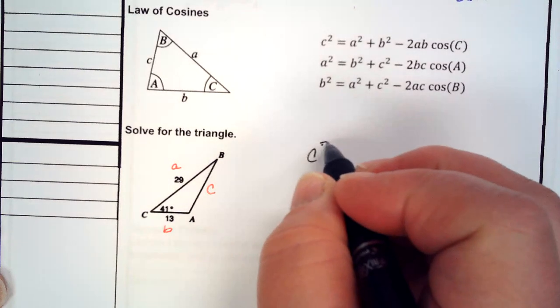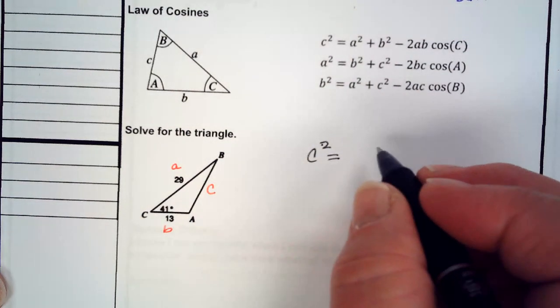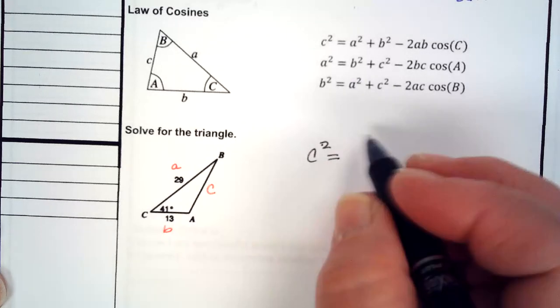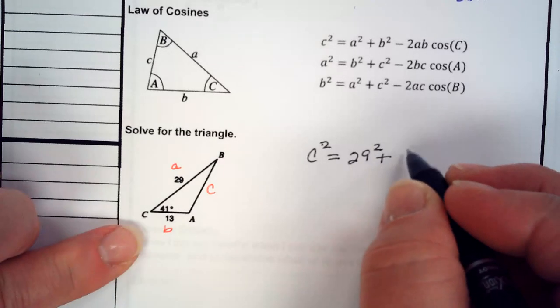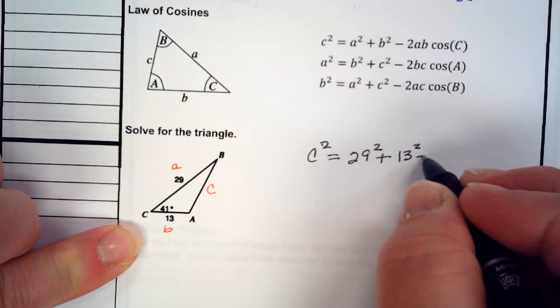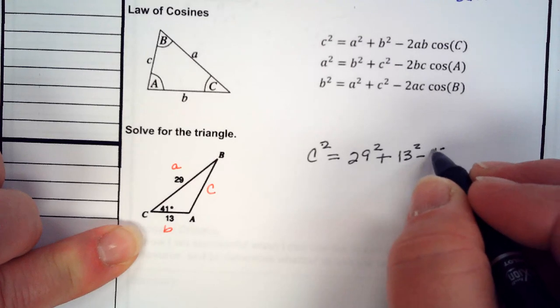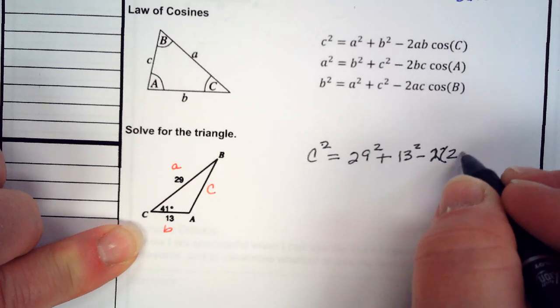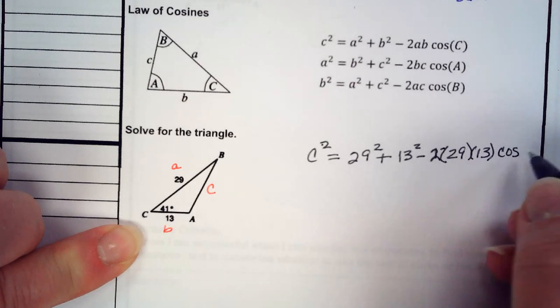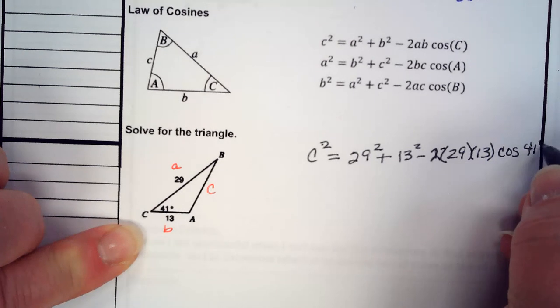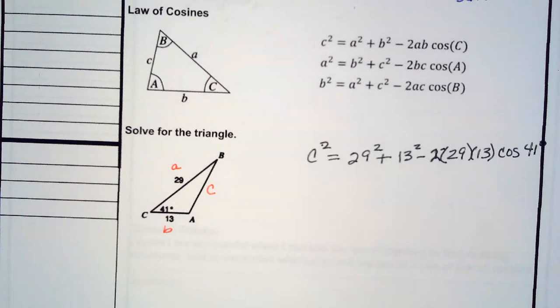C squared is equal to 29 squared plus 13 squared minus 2 times 29 times 13 times cosine 41. What is the opposite of squaring? Square rooting.